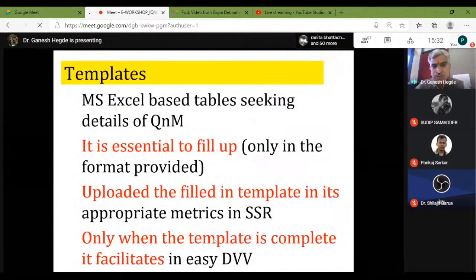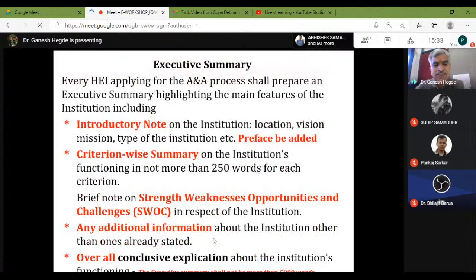Our request to the institution is that kindly download the quantitative and qualitative metrics from the data template. Templates are there only for the quantitative metrics. For qualitative metrics, there is no template, but you have to give the response within 500 words in the self-study report only. There is an executive summary the institution has to give. What is the executive summary?